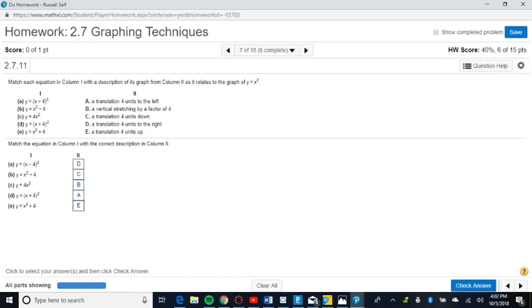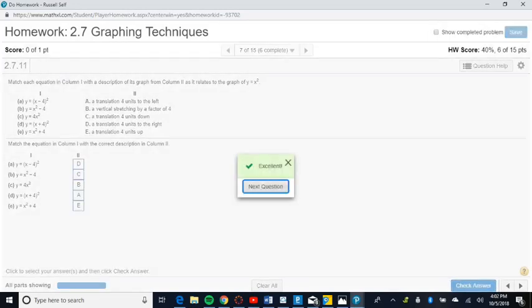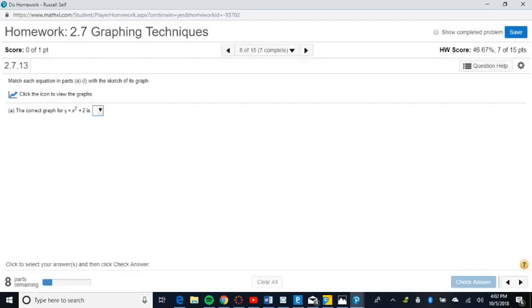Okay? They're going to use every one of these. It's another beautiful thing about my math lab. Check it, and we got it right. So the only one is that vertical stretching by a factor of 4. And again, don't panic if you don't know what that means right now. Just use the factor of 4 to know which one to choose. Let's go to the next question.